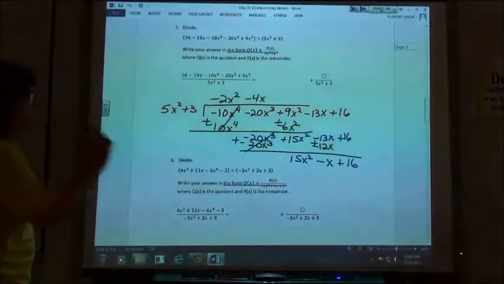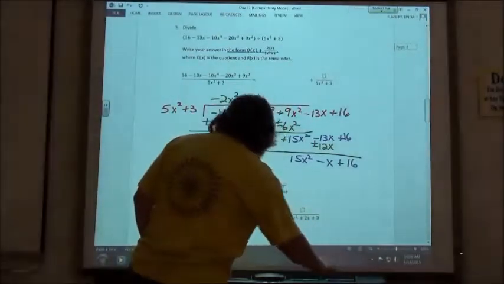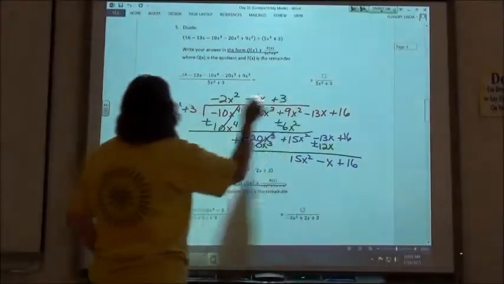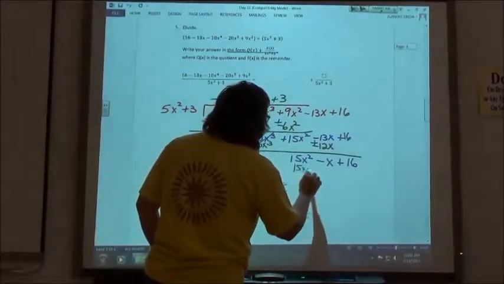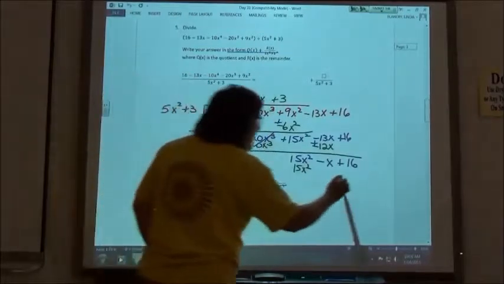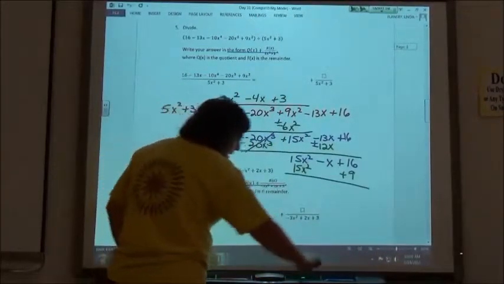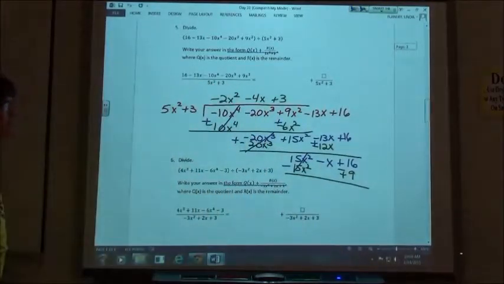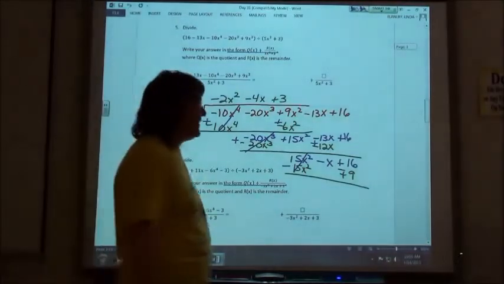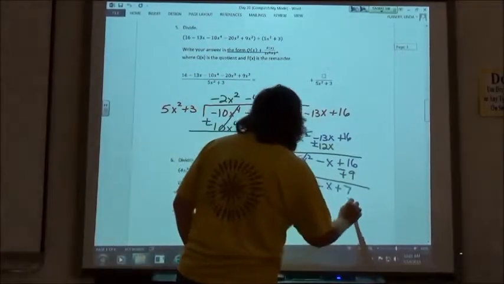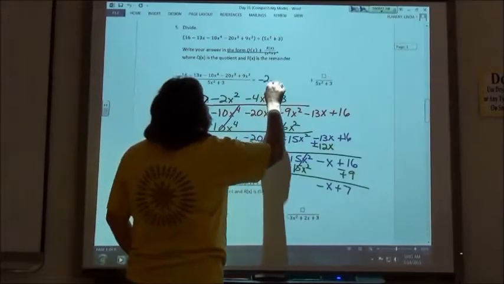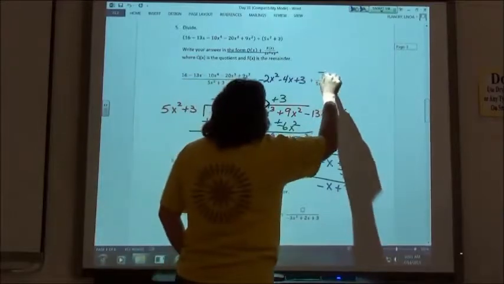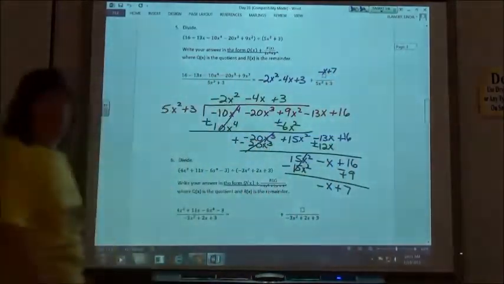So what times 5x squared gives you 15x squared? Positive 3. So 3 times 5x squared is 15x squared. 3 times 3 is a positive 9. But then we have to subtract, so we change our signs. And our remainder is going to be negative x plus 7. So the negative 2x squared minus 4x plus 3 will go there. The negative x plus 7 will go on top of our fraction.